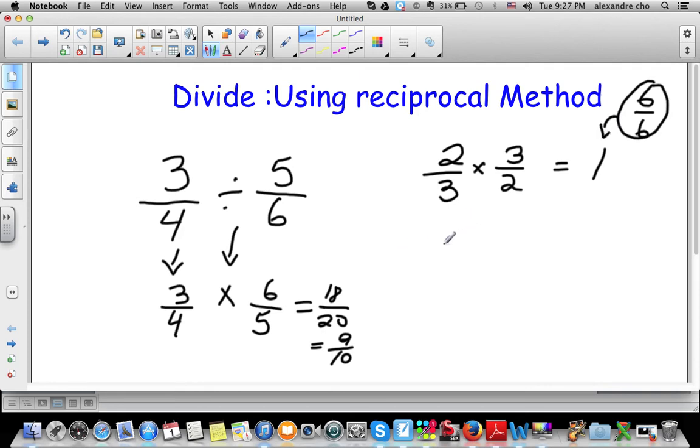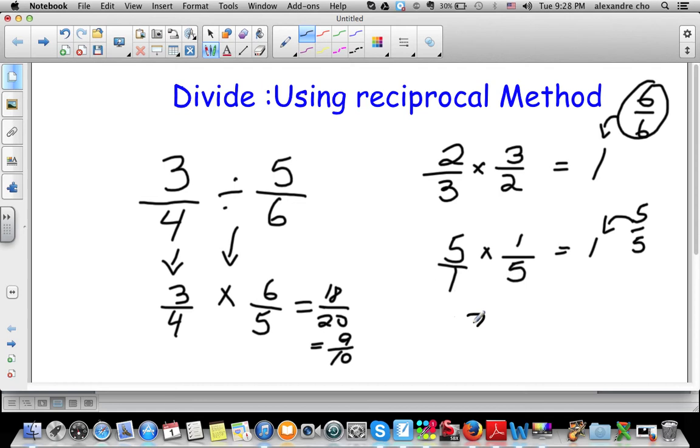Okay, let me try another one. 5. 5 times what will give me 1? So what's the reciprocal of 5? You can put 5 as a fraction, first of all, by putting it over 1. And now you can find the reciprocal by flipping this. It becomes 1 over 5. And if you multiply it, you get 5 times 1 on top, which is 5, and 1 times 5 on the bottom, which is 5. And 5 over 5, again, is 1. Okay, so that's the reciprocal. The reciprocal of a number is a number that, when multiplied by the original number, gives you 1.